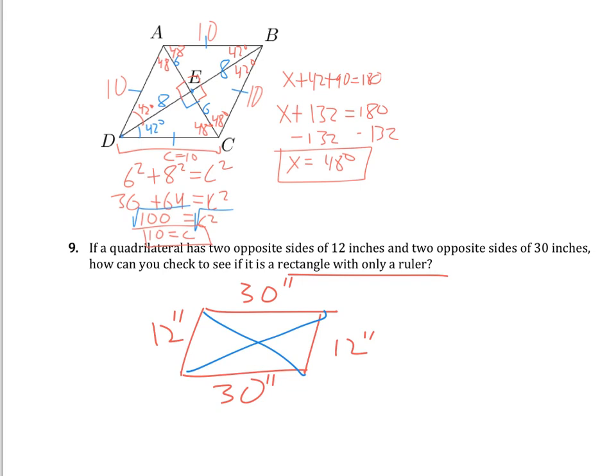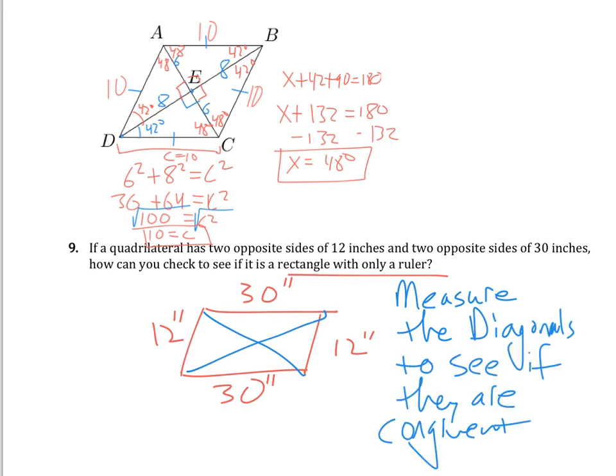So we can measure the diagonals. If all we're going to do is just measure with a ruler, we don't have a protractor, we just have a ruler, so we need to measure the diagonals to see if that's a rectangle. So we want to measure the diagonals to see if they are congruent, okay? And that will tell us if it's a rectangle. All right.